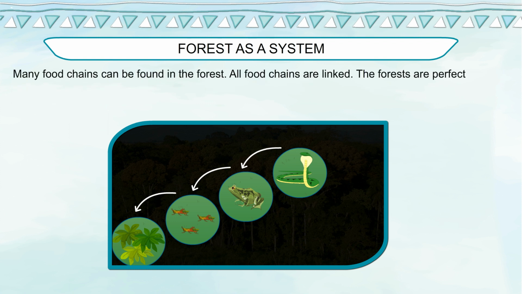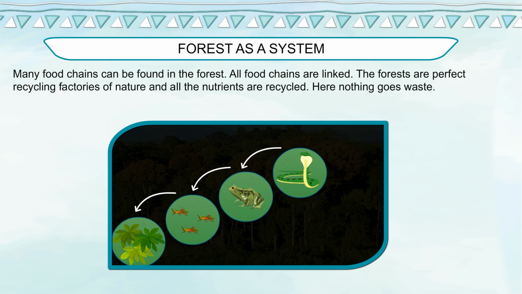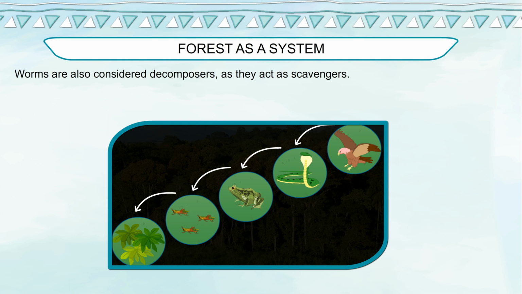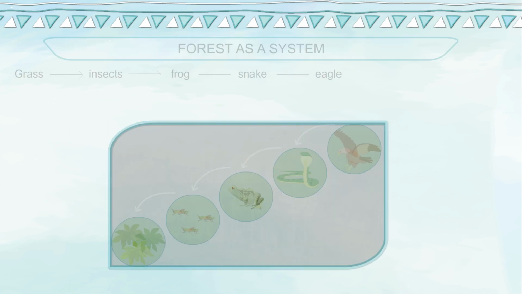Many food chains can be found in the forest. All food chains are linked. The forests are perfect recycling factories of nature and all the nutrients are recycled. Here nothing goes waste. Grass, insects, frog, snake, and then eagle. Worms are also considered decomposers as they act as scavengers.